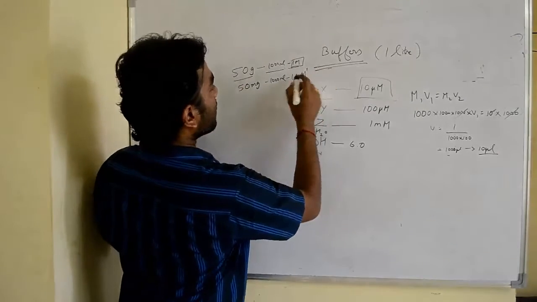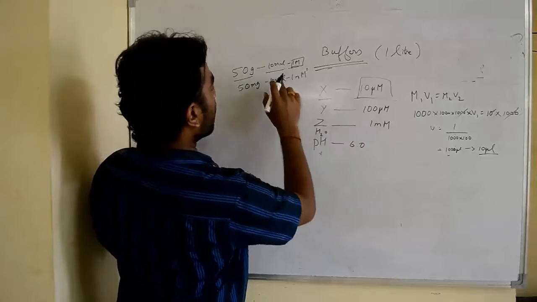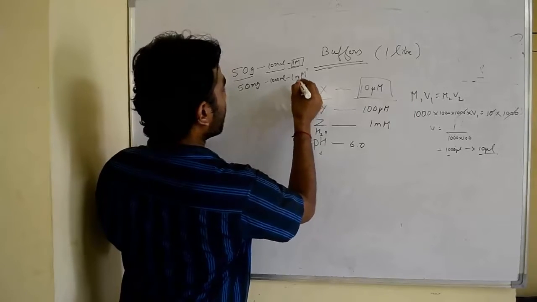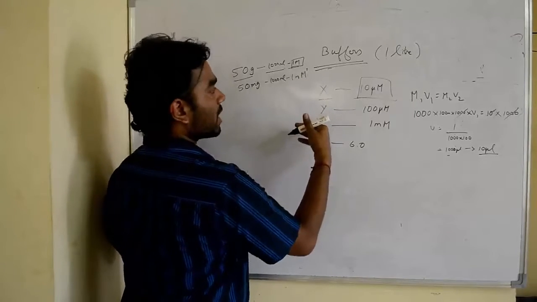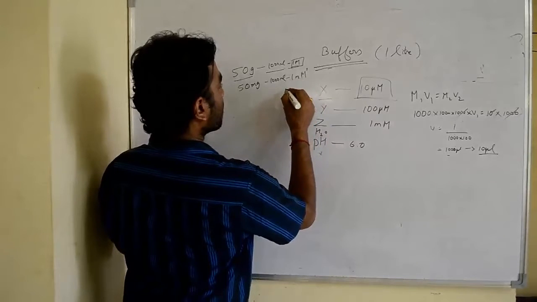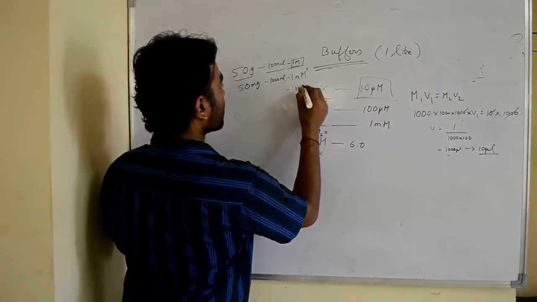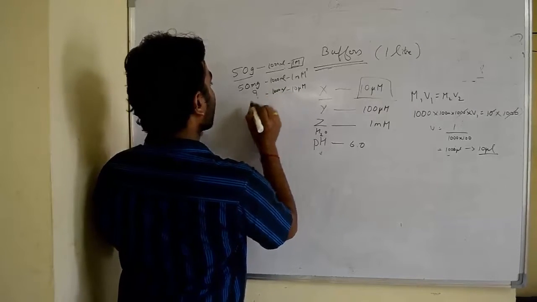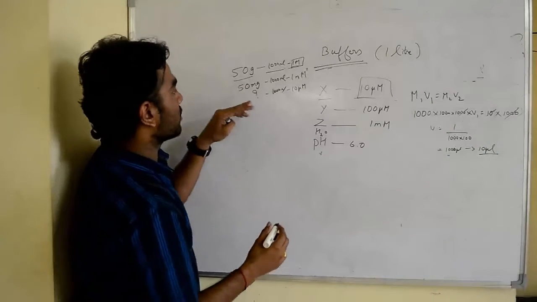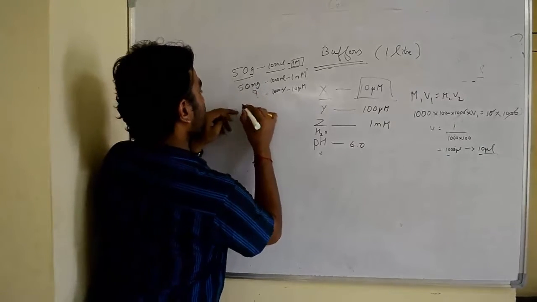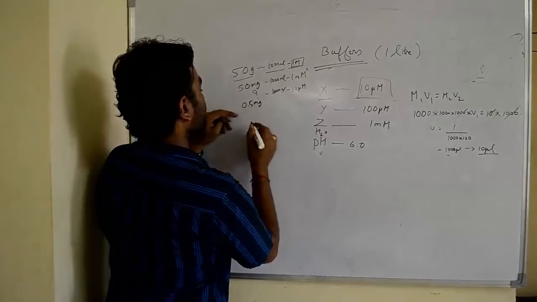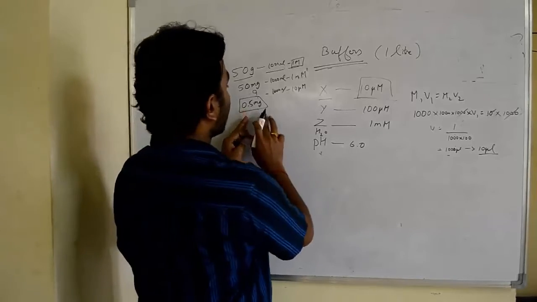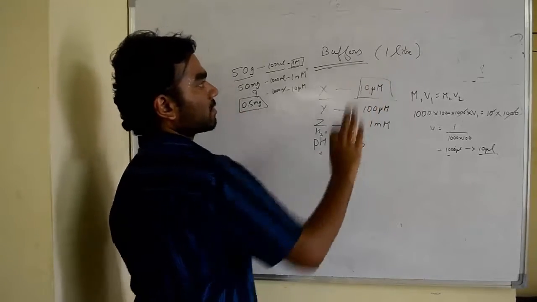And I need 10 micromolarity. So 10 micromole means having 100 times dilution. So how much should I take? I will do 100 times dilution here. 5 mg, 0.5 mg. So this 0.5 mg should be taken and weighed and then added in this buffer.